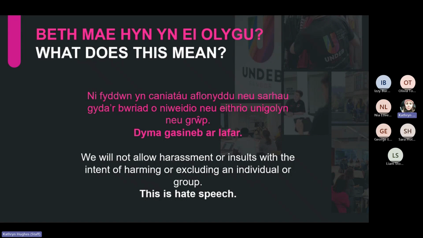So you can express your views freely, of course, that's freedom of speech, but with the intent of harming or excluding an individual or a group, that's hate speech, and we won't allow it at the Students' Union.